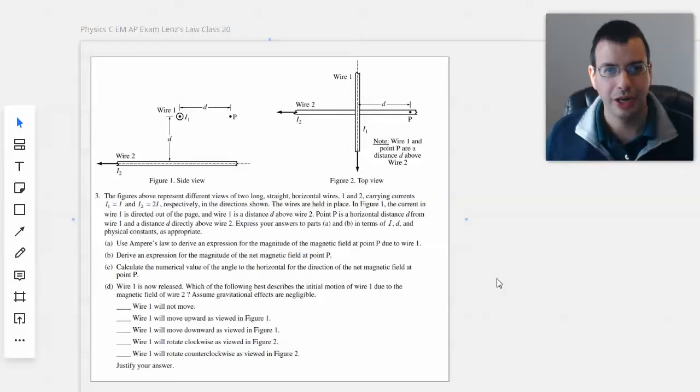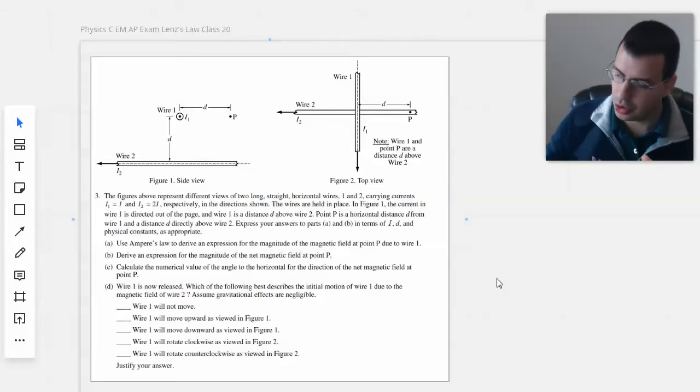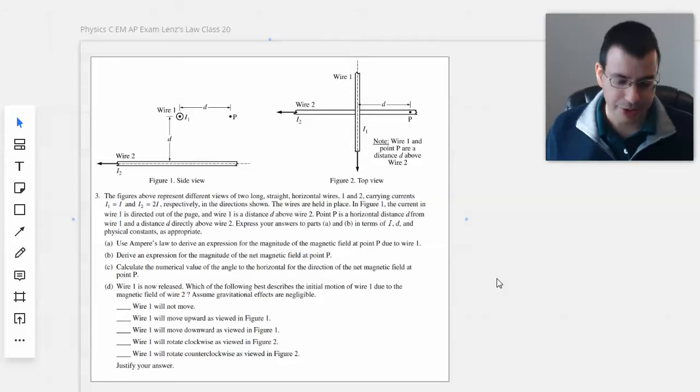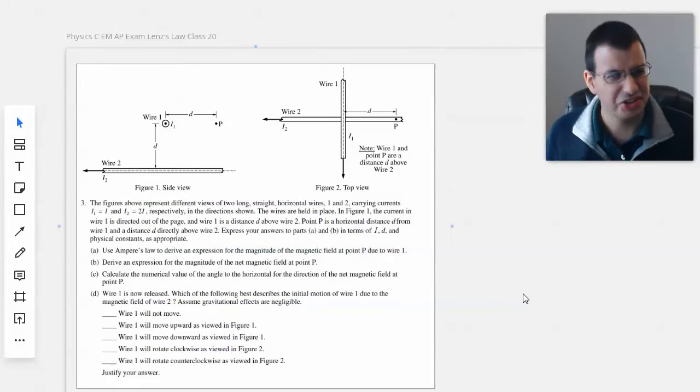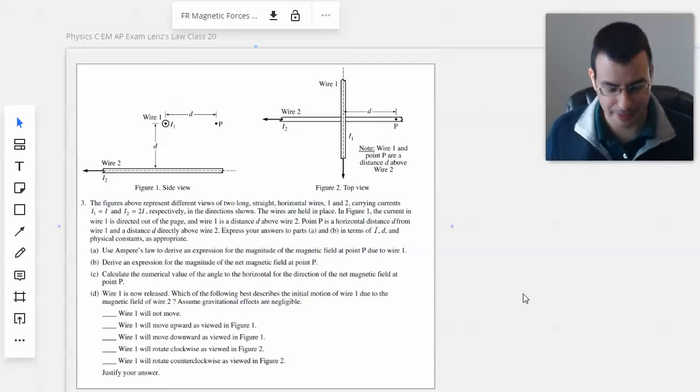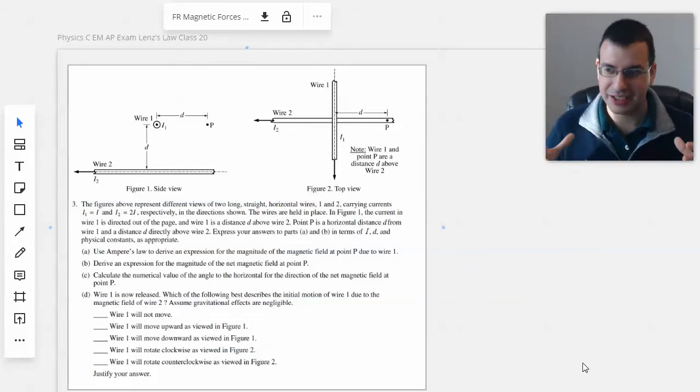We're going to do a little bit more Lenz's Law. After this, we'll be moving on to some other concepts, but Lenz's Law is just such a big part of the AP exam. And this is really like the last section.